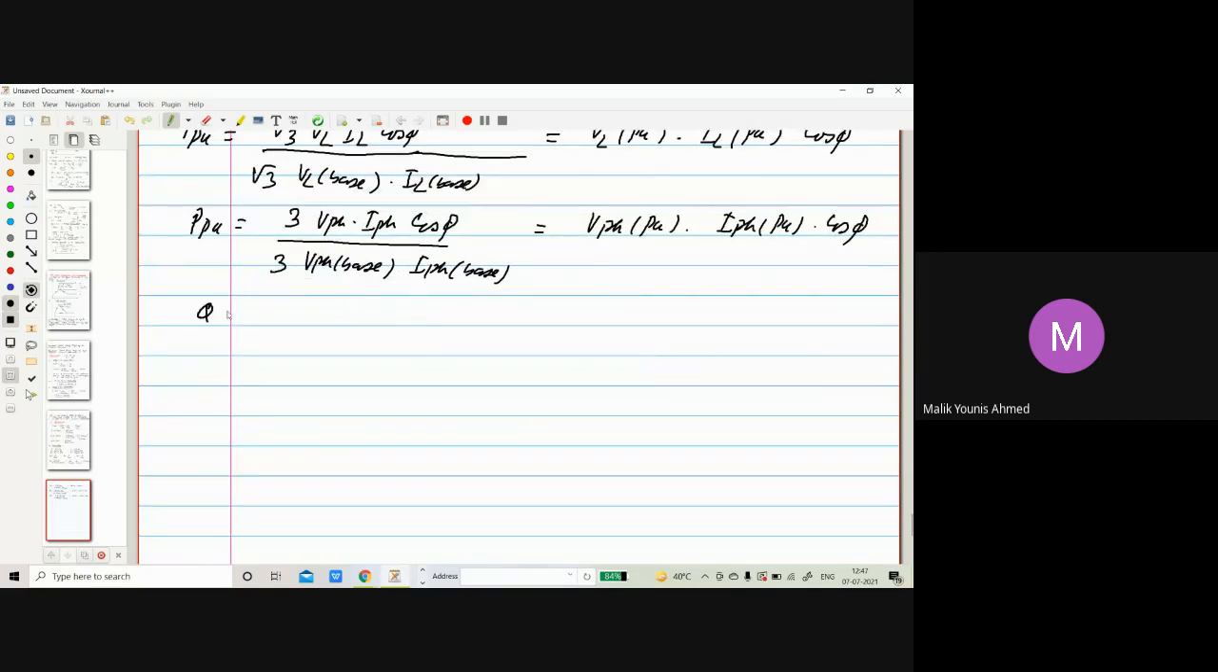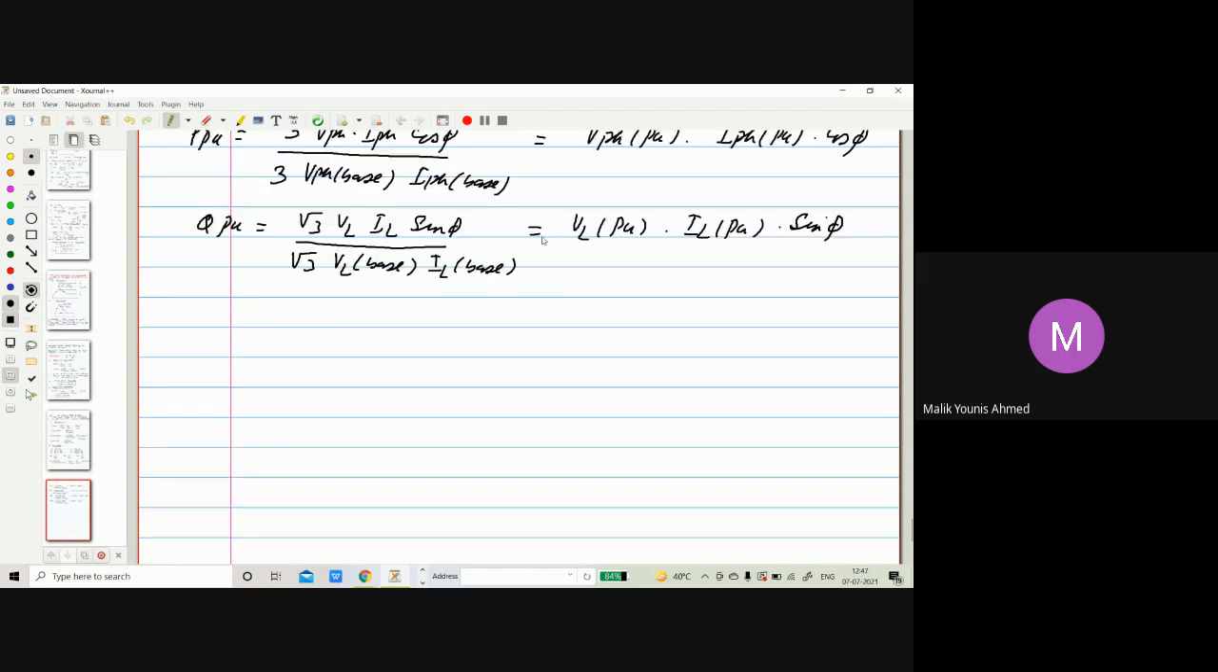So Q per unit in terms of line, Q is what? Under root 3 VL IL sine of phi. But base value is in terms of S. So that will be under root 3 VL base IL base. There will be no sine phi, because that is apparent power. Base value is in terms of what? Complex SB, apparent power. So under root 3 gets cancelled. Actual value of VL divided by base value will be VL in per unit multiplied by IL in per unit multiplied by sine of phi. Okay, so this is in line values.